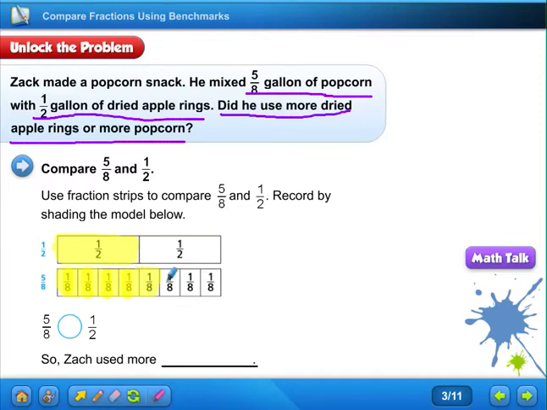All right. So what is more? Did he use more dried apples or more popcorn? This represented the popcorn and this represented the apples. So which was greater? This one goes all the way to here. So the popcorn is greater. So 5/8 is greater than 1/2. So Zach used more popcorn.